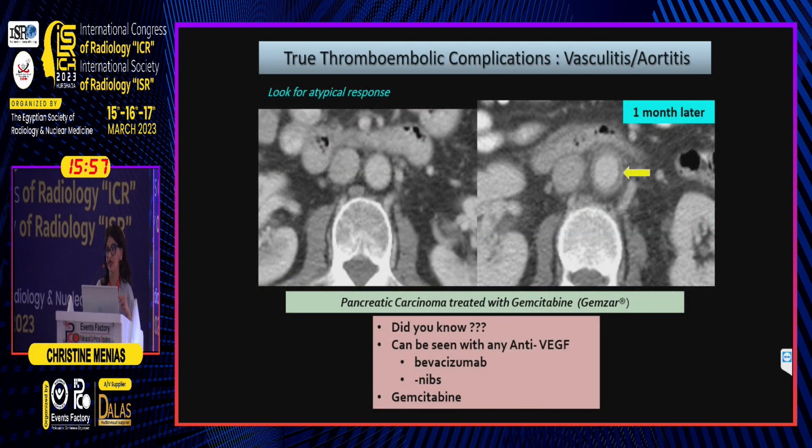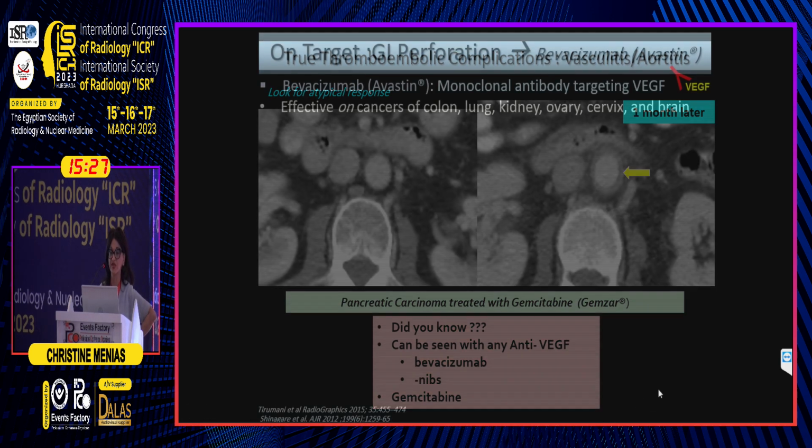Something else you might see over time in follow-up patients is atherosclerotic or vascular change around the abdominal aorta. This is only 1 month later, a pancreas cancer. This is aortitis. This is a vasculopathy that happens with the tyrosine kinase, anti-VEGF type agents. Remember, you don't need to memorize it. It's one you want to think about, bevacizumab and your nibs.